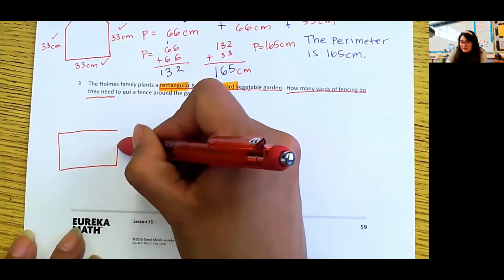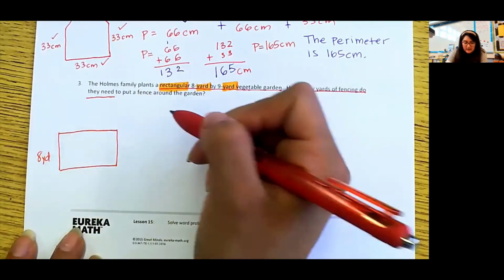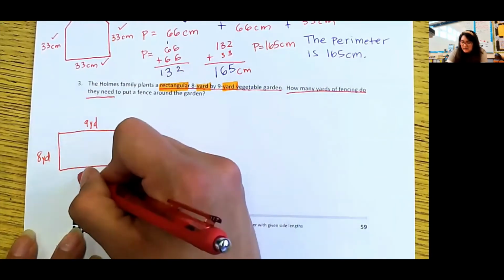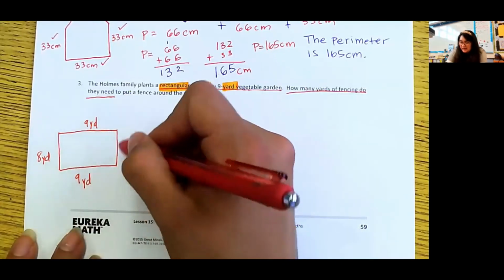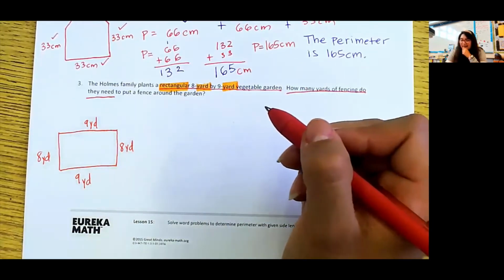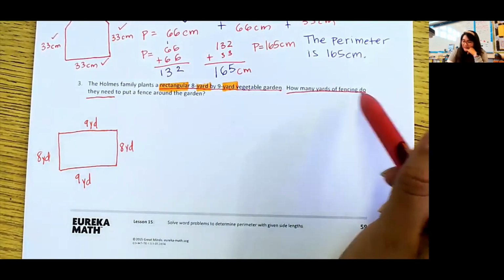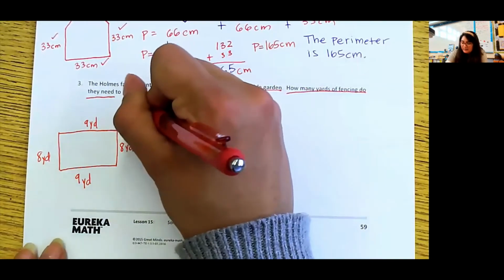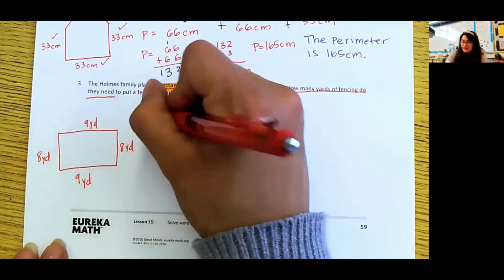Okay, so I have 8 yards and then 9 yards. These lines are parallel, so this is the same length. And these lines are parallel, so this will be the same length, okay? Now, I'm trying to find how many yards of fencing I need. So I need to find the perimeter again. Perimeter equals, and I'm going to add all of the side lengths.